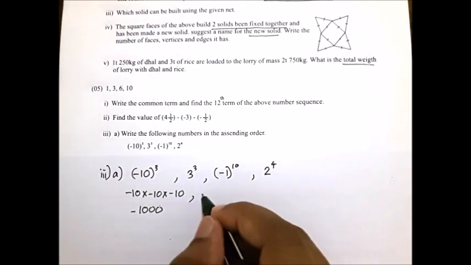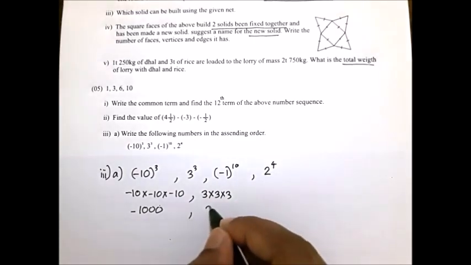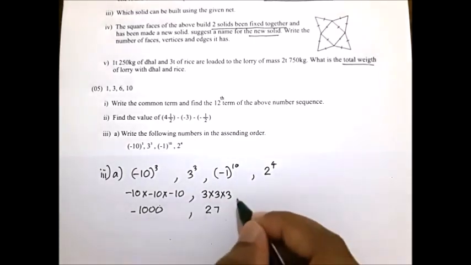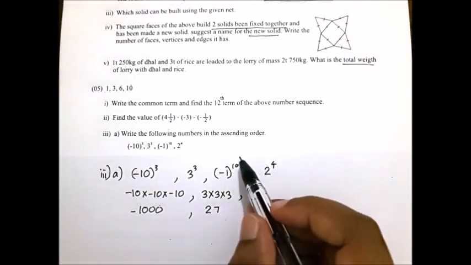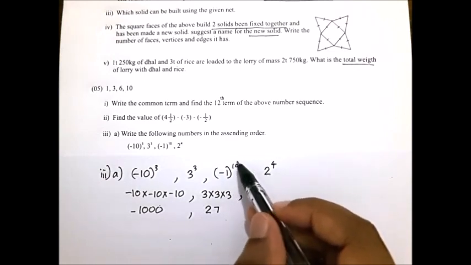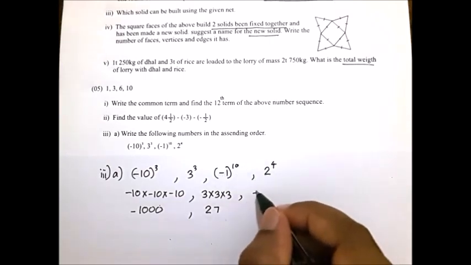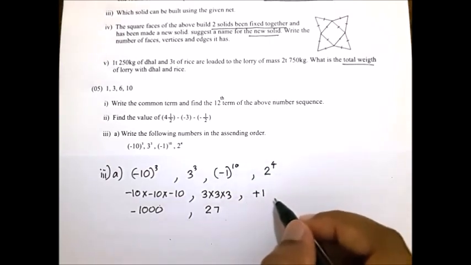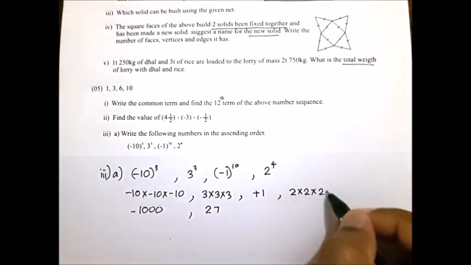Then the second one, 3 to the power 3. 3 multiplied by 3 multiplied by 3. It is 27. Then here minus 1 to the power 10. This index is an even number. If the index is an even number, the answer is plus 1. Then 2 to the power 4. 2 multiply 2 multiply 2.